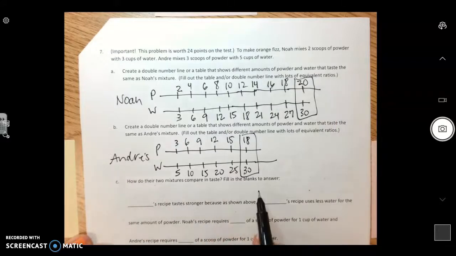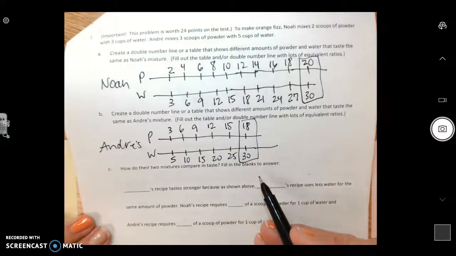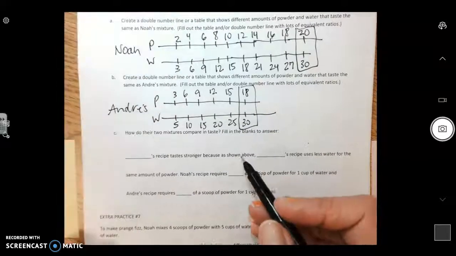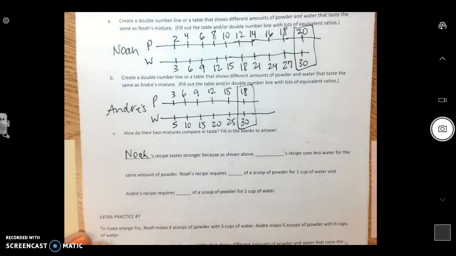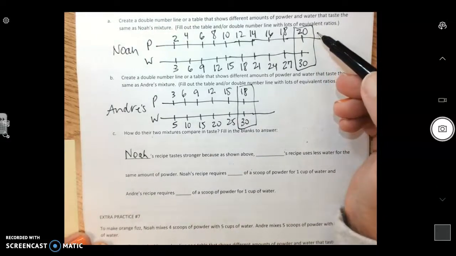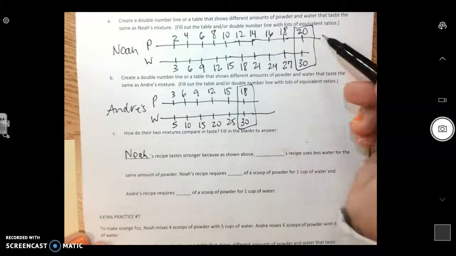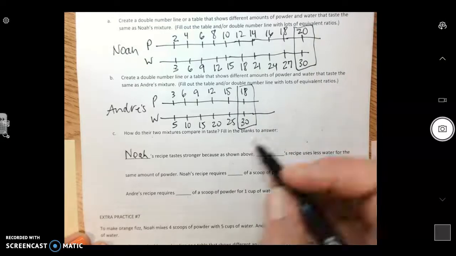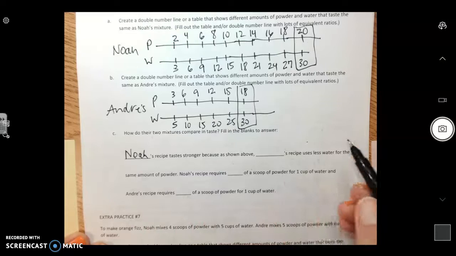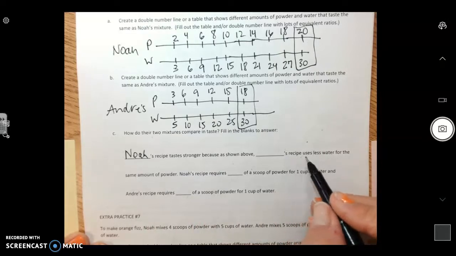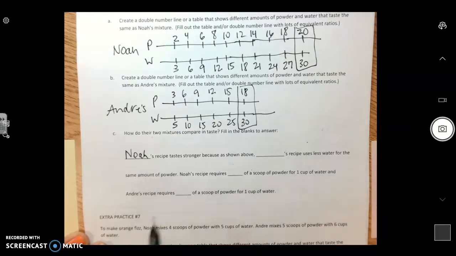So how do these two compare in their taste? Well, whose taste is stronger? Well, Noah's is going to taste stronger because he has more powder in it. When the water's the same, he adds more powder. Tastes stronger, as shown above. Noah's recipe uses less water for the same amount of powder.